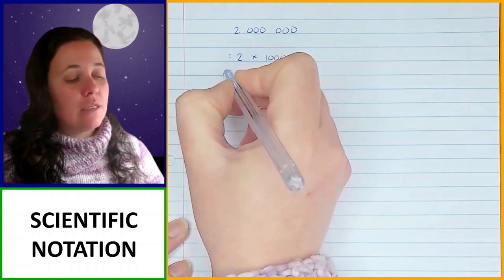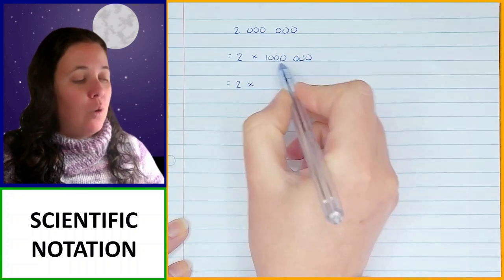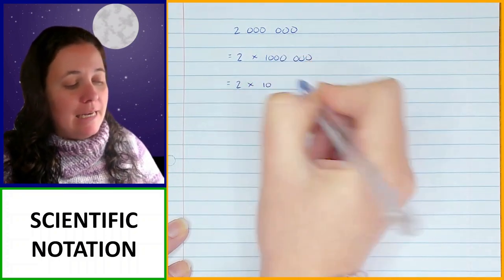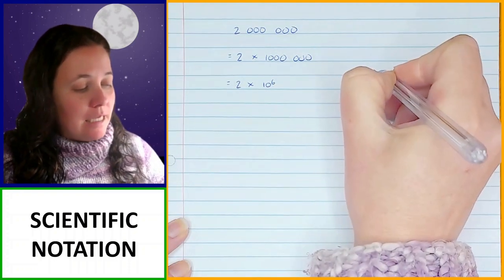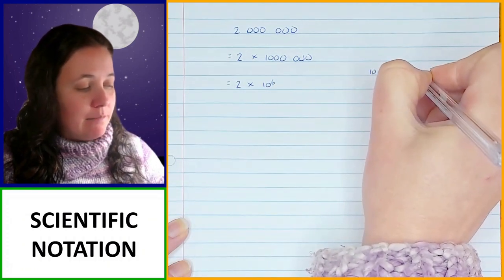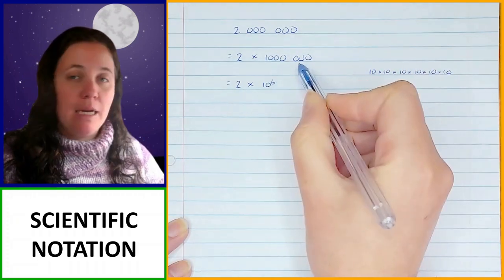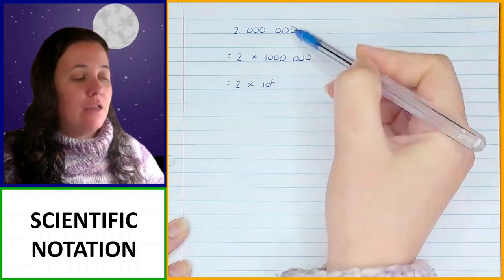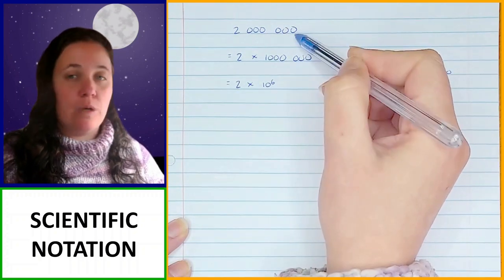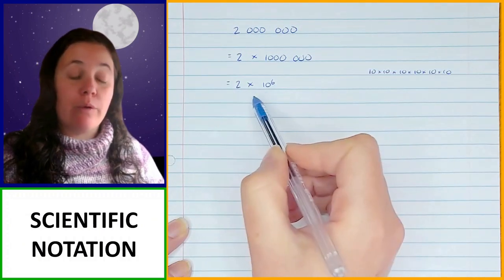So this can also be written like this: 2 times, and then that 1 million can be written as 10 to the power of 6, because 10 times 10 times 10 times 10 times 10 times 10 will give me 1 million. So now this is another way of writing that, and this is a much shorter way of writing that. This is what we are going to be doing when we're writing in scientific notation.